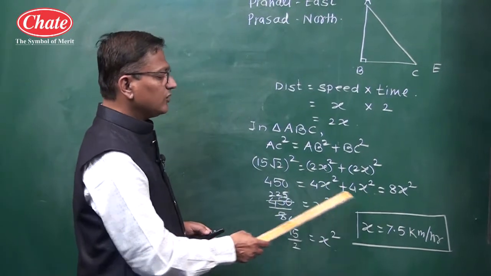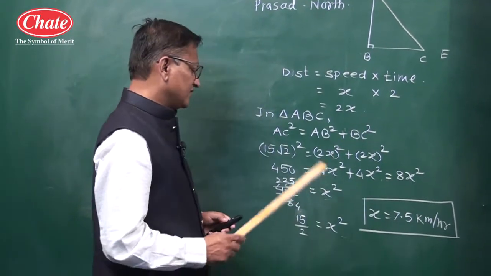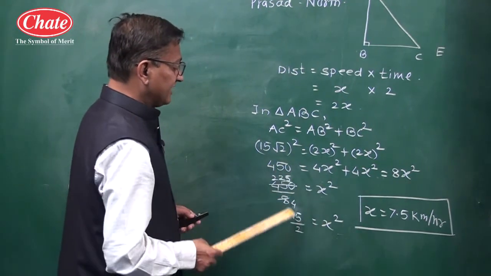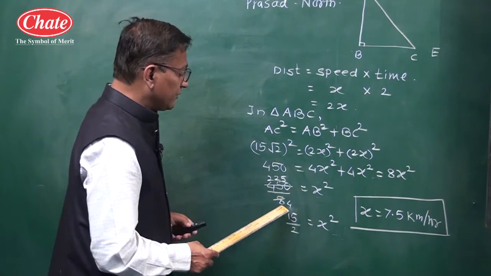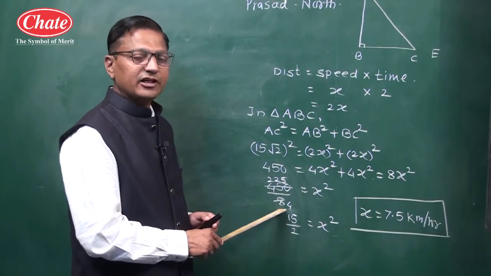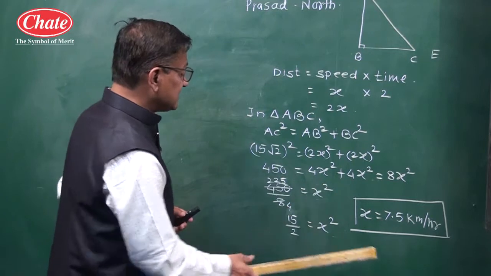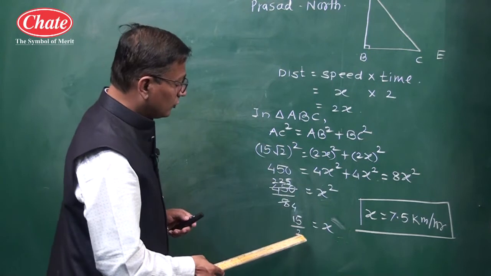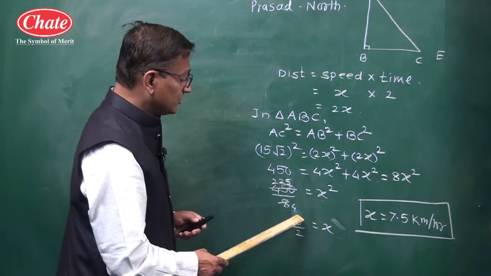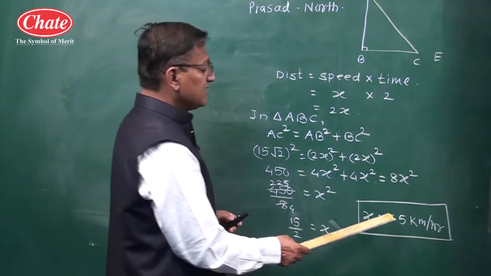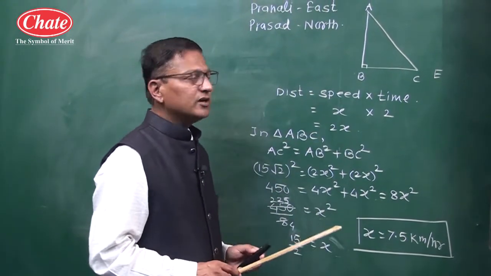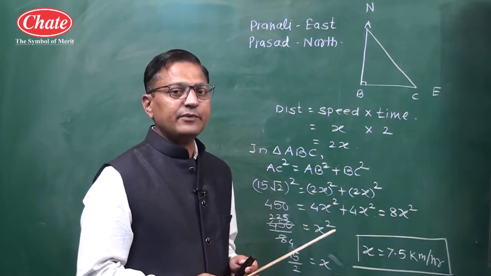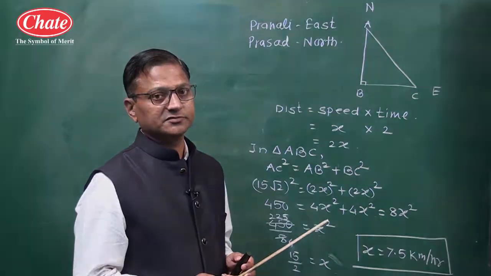So 4 plus 4 is nothing but 8x square. So we get x square is equal to 450 divided by 8. It is 225 divided by 4. Taking square root on both sides, we get x is equal to, root of 225 is 15 and root of 4 is 2. So x is equal to 15 by 2, which is nothing but 7.5, and therefore the speed of Pranali and the speed of Prasad is equal to 7.5 kilometer per hour.